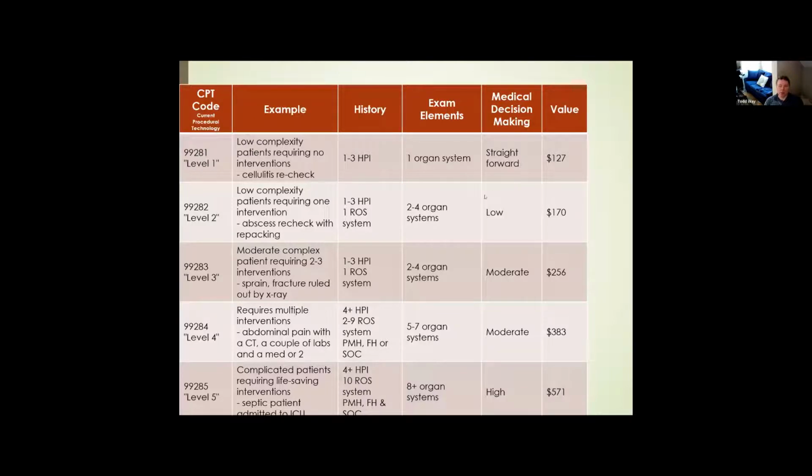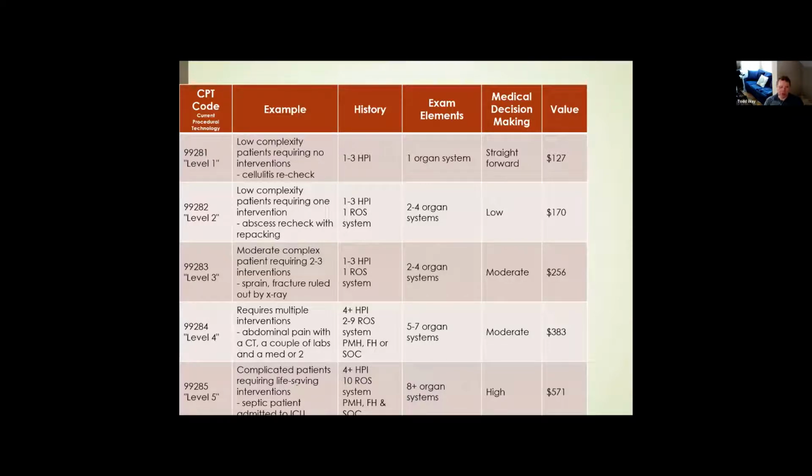That's really it. You go to a level 3 chart. You know, this is sort of more moderately complex. So this might be your sprain or your fracture, you know, ankle fracture. Somebody comes in with a sore ankle. So again, 1 to 3 lines. You might review the MSK system. You might look at a couple of organ systems, and you have a little bit more medical decision making.